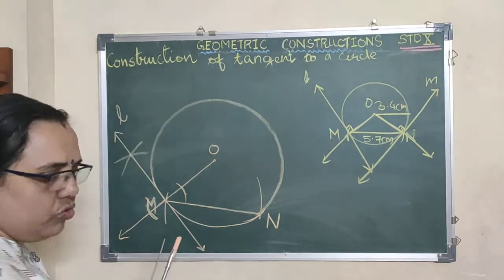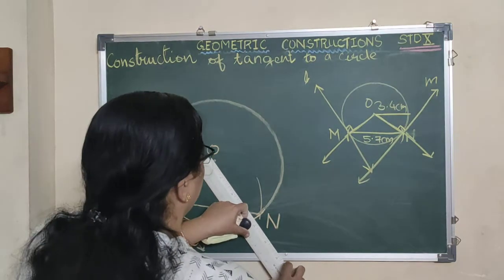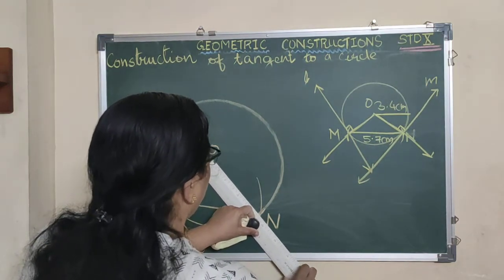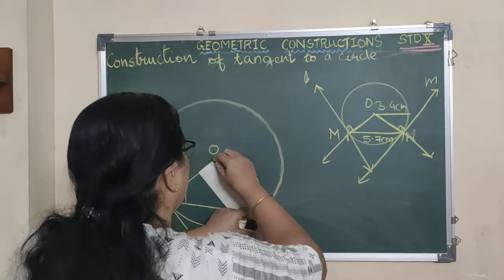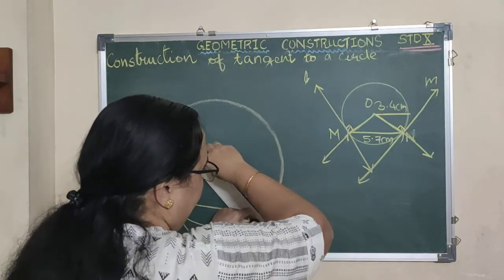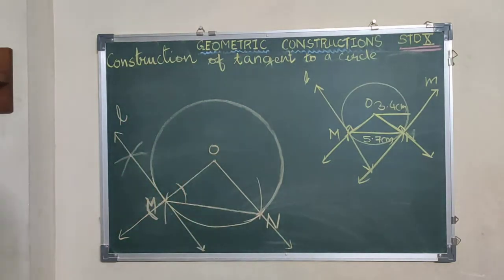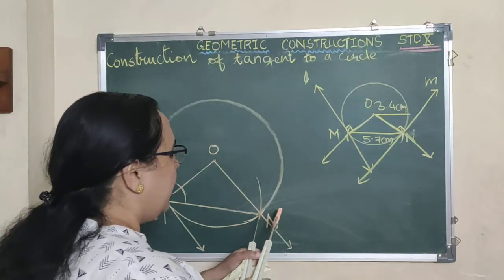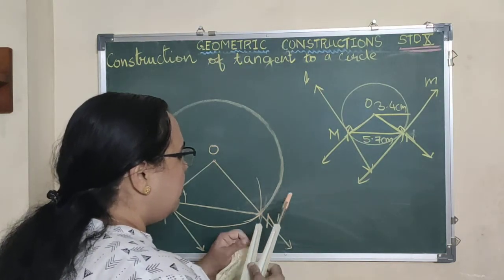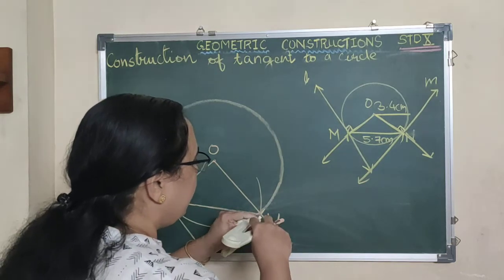How do we do it? We draw the radius ON first. Without drawing the radius we cannot draw the tangent, because here we are working with the help of the center, and that is why we have to draw the radius whenever we are using the center. So at point N, take a suitable length in the compass, and mark the arcs facing each other.